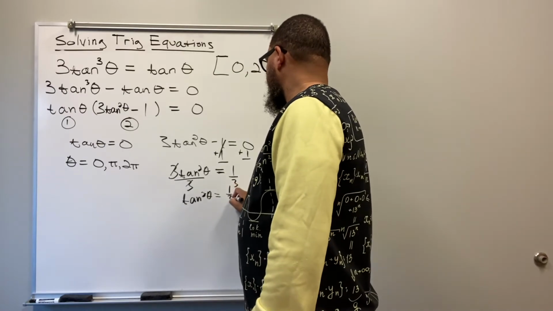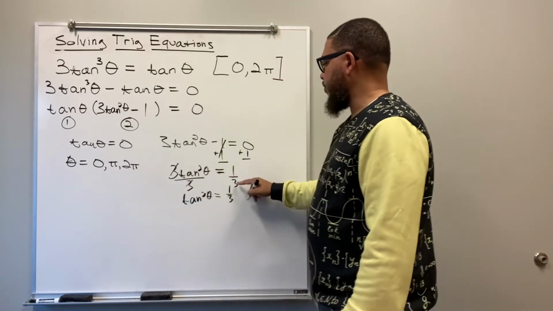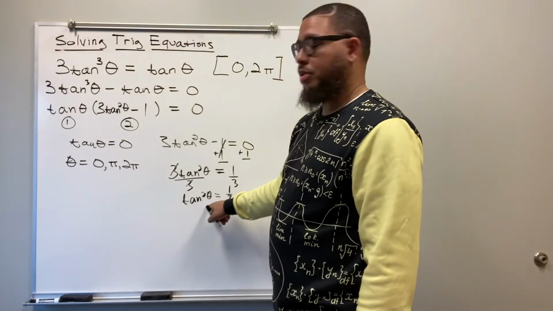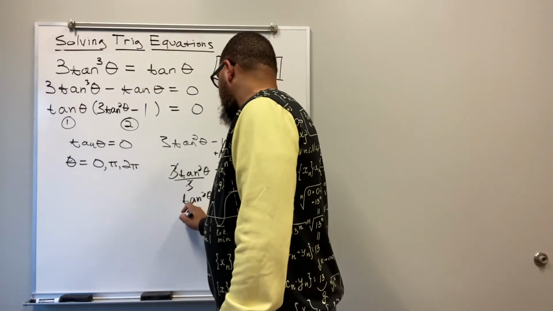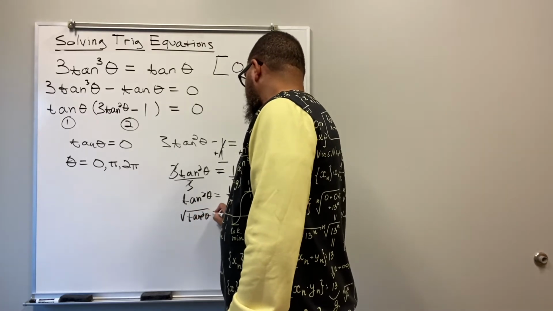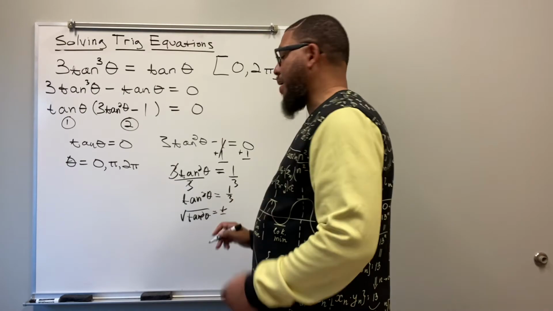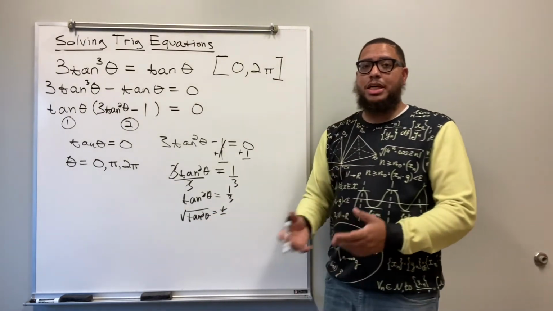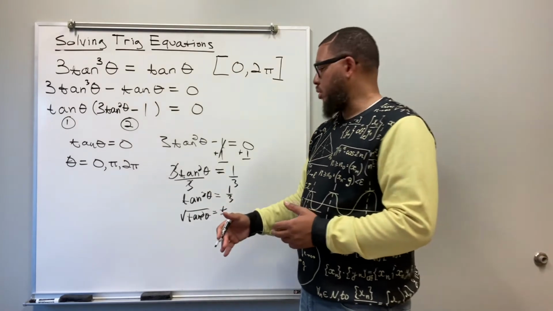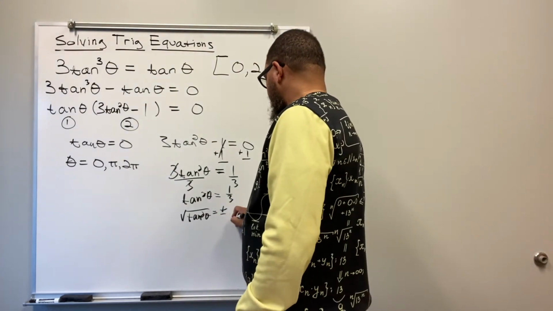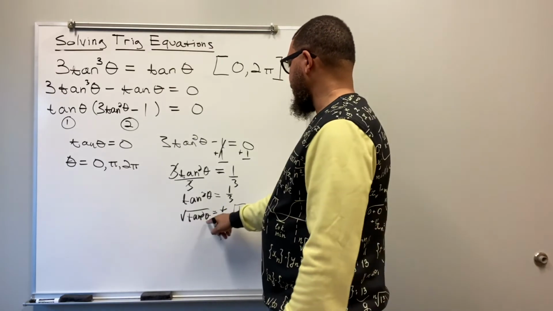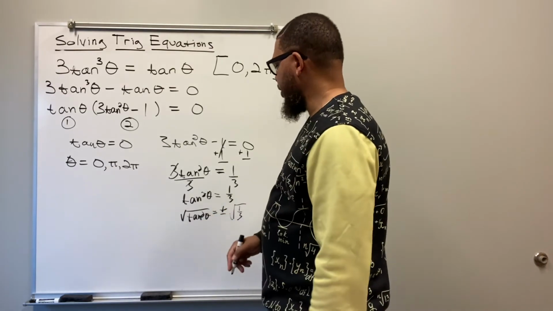Tangent squared of theta is equal to 1/3. Now I want to get rid of the exponent too. So I'm going to do the square root of tangent squared of theta is equal to now plus or minus, because I want the positive and the negative value, because I'm taking the square root, right? I don't want to disregard the negative values since I'm taking the square root. So tangent theta is equal to plus or minus the square root of 1/3.